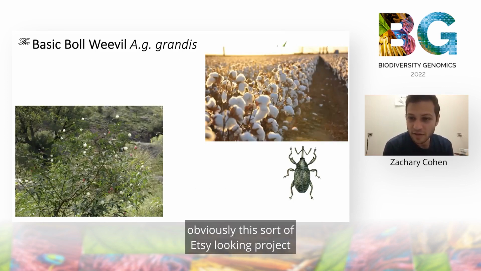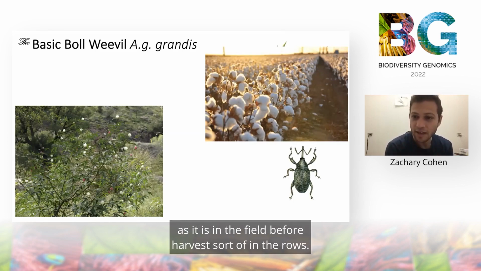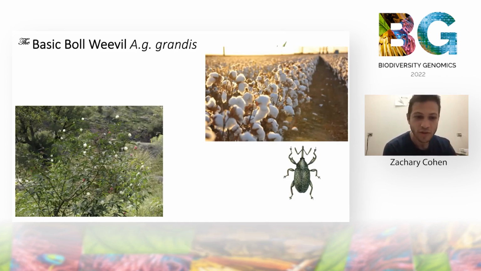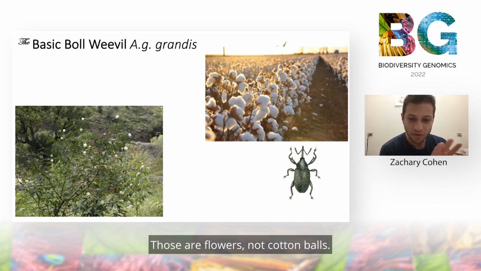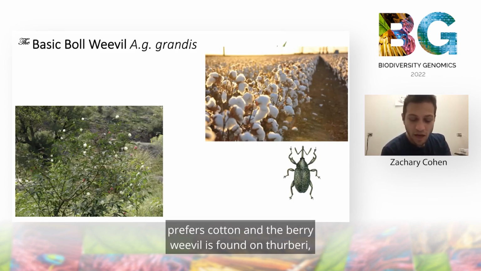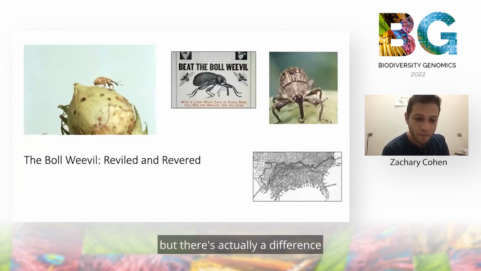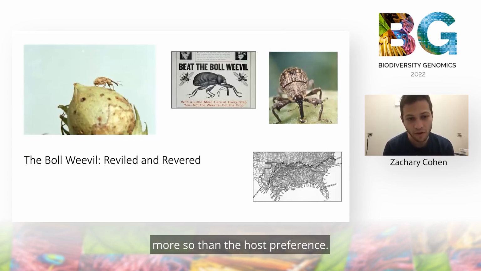Obviously, this picture in the upper right is cotton as it is in the field before harvest, in the rows. And then this is the thurberiae plant here. Those are flowers, not cotton bolls. So these weevils are subspecies, and the boll weevil prefers cotton, and the thurberiae weevil is found on thurberiae. But there's actually a difference in the geography here, more so than the host preference.